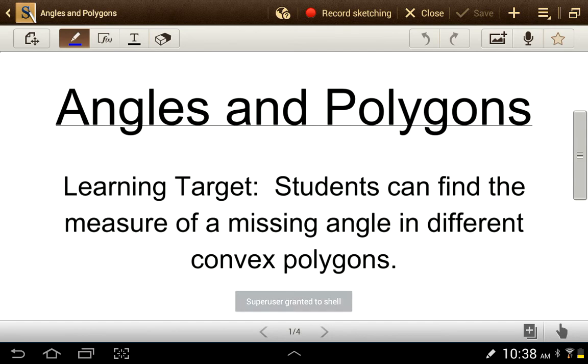Convex means all the angles of the shape are pointing outwards, okay? And a convex polygon, guys, means that you can draw a line anywhere within the polygon and it'll never go outside of the polygon. There are concave polygons, but we're not talking about those today.